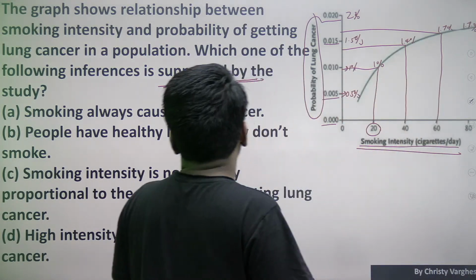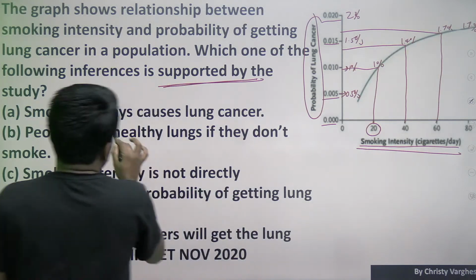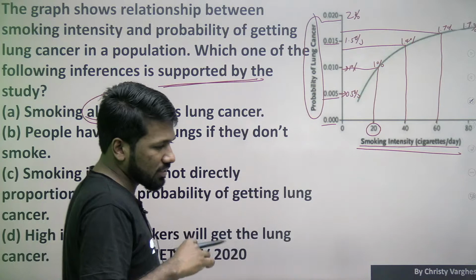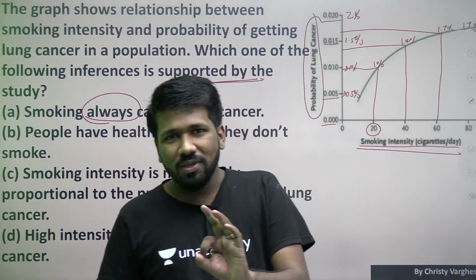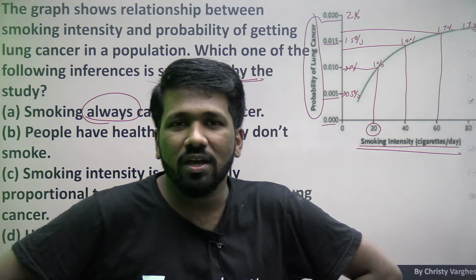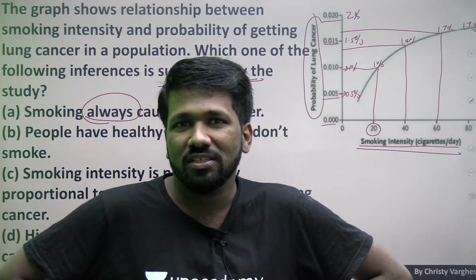According to this, you have to answer. Smoking always causes cancer, always causes lung cancer. The word always means 100% chance should be there. Probability of lung cancer should be 100%.